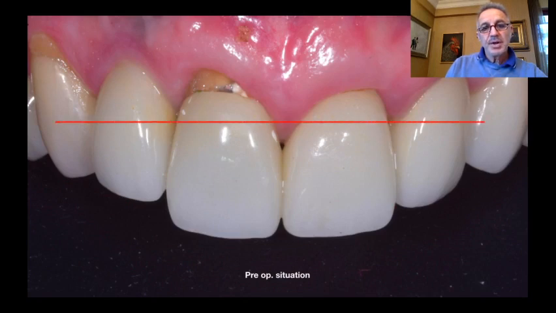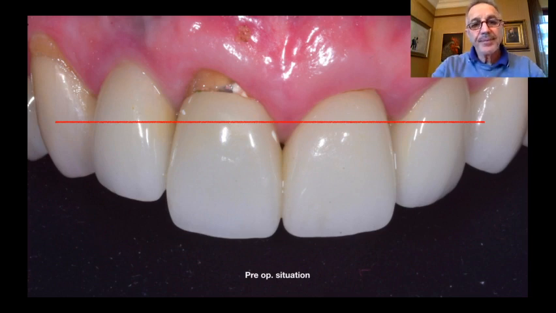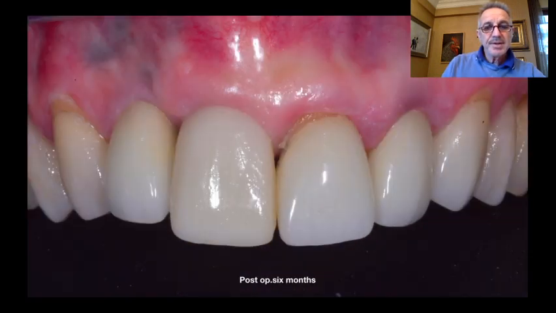In the pre-op situation, as I explained before, the patient had already had an implant placed 11 years ago in tooth number 22. So in this situation, the patient already has 1 millimeter of papilla loss. Now we extract tooth number 11 and put another implant here. Look at the papilla. This is before the operation, and this is post-op 6 months.